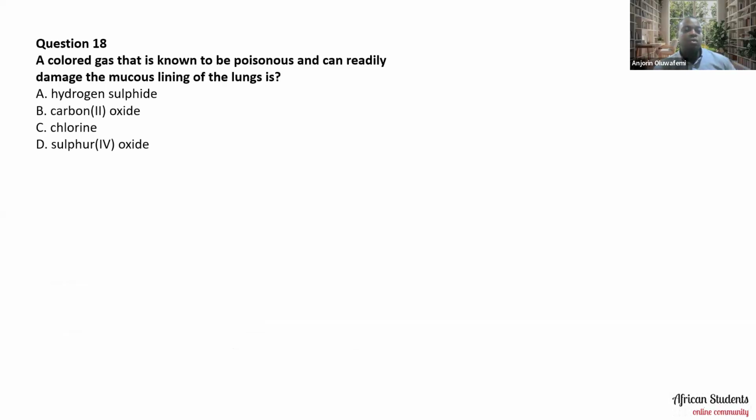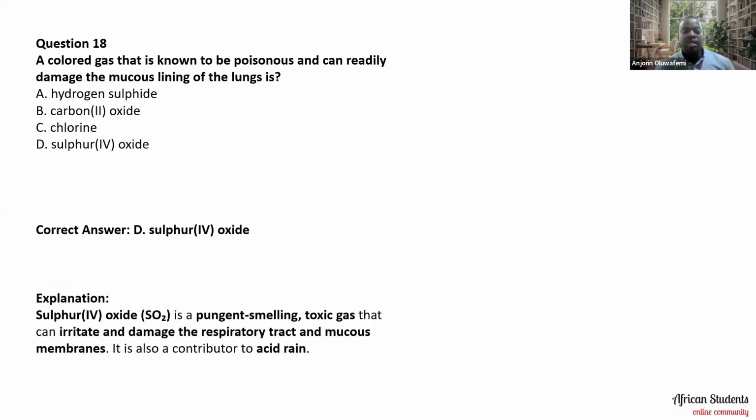A colored gas that is known to be poisonous and can readily damage the mucous lining of the lungs is A, hydrogen sulfide, B, carbon(II) oxide, C, chlorine, D, sulfur(IV) oxide. And the right answer for this one is D, sulfur(IV) oxide. Sulfur(IV) oxide is a pungent smelling toxic gas that can irritate and damage the respiratory tract and mucous membrane. It is also a contributor to acid rain.